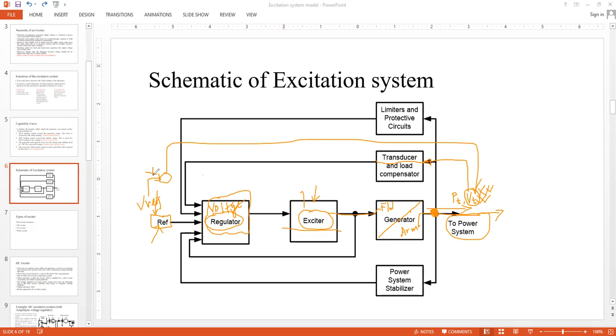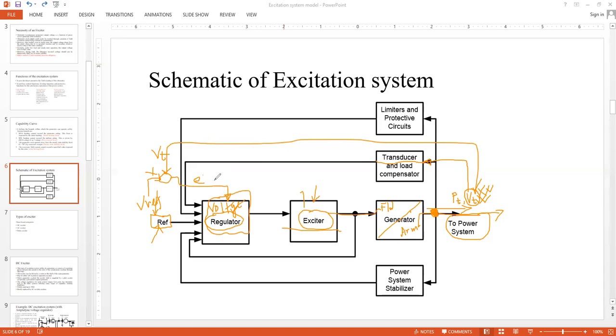So let's say VREF is plus, and this is the negative feedback VT, of course, after the transducer stage. And then that value is actually fed to the voltage regulator, that is the controller of the excitation system. And as long as there is no deviation between VREF and VT, that means whatever error is generated, let's say the error is E.